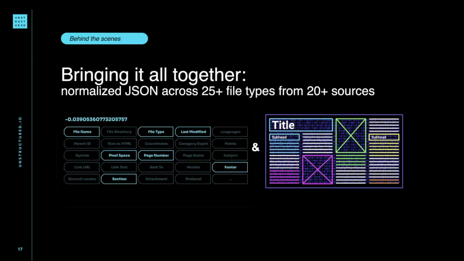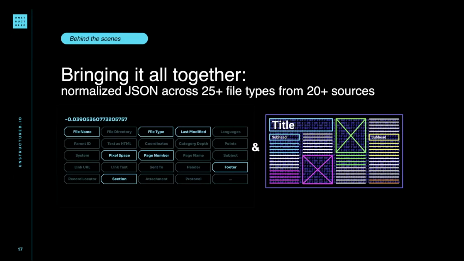So once we bring it all together, after partitioning any document type, it's not just for PDF. It could be a Markdown file, it could be a PowerPoint, it could be a Word document, Google Doc. At the end, you get this normalized JSON with extracted text that preserves document structure, the hierarchy of elements, and is loaded with metadata.